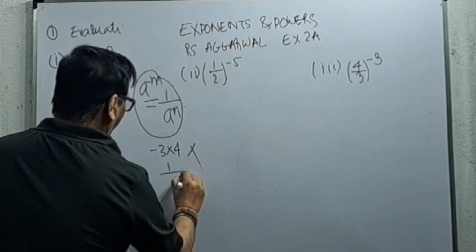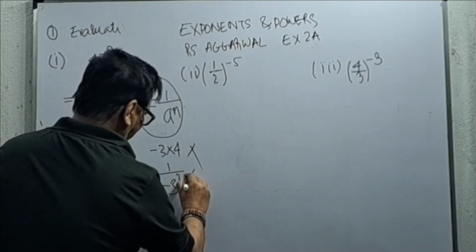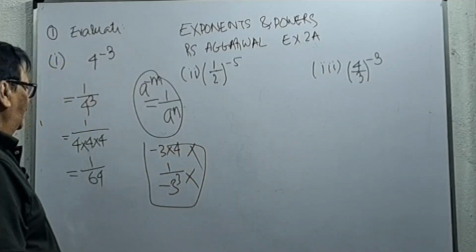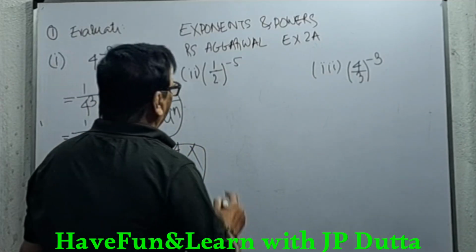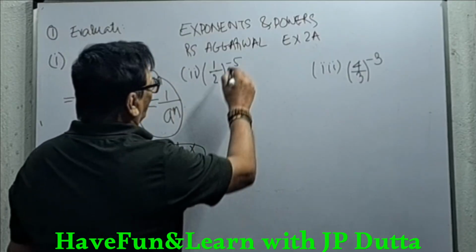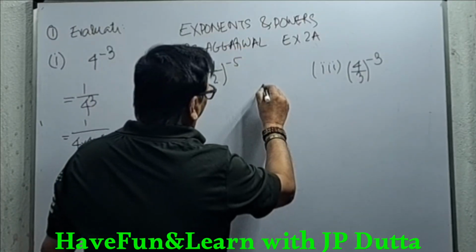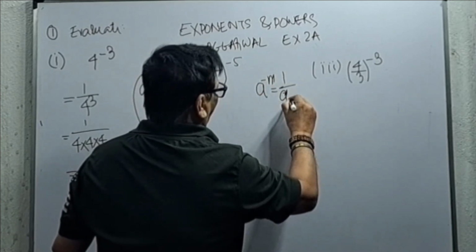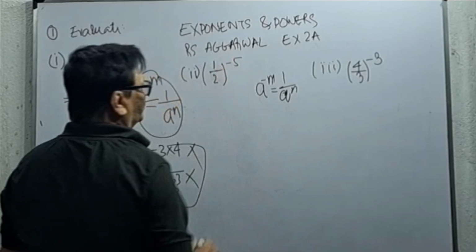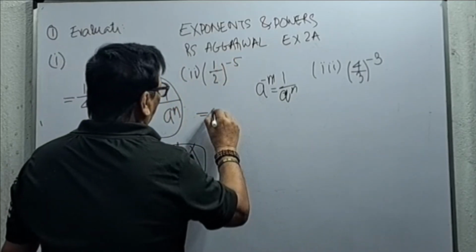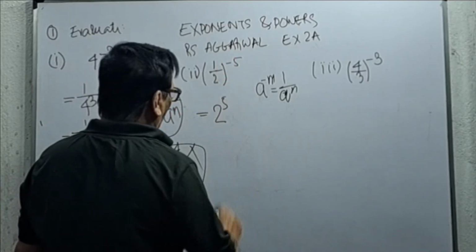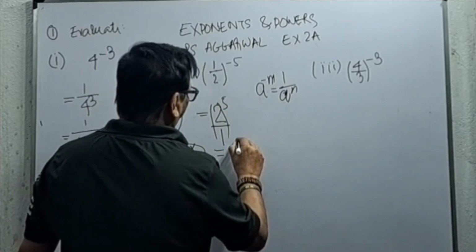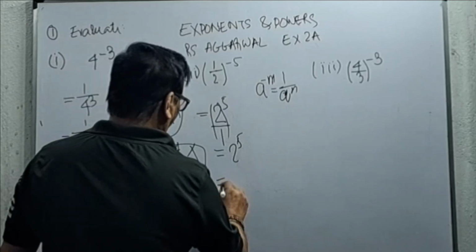Again, 1 by minus 3 to the power of 3, again wrong. So these are the common mistakes that are made, correct? Now we come to question number 2. Same law we apply here. We make the exponent positive, like a to the power of minus m is equal to 1 by a to the power of m. Similarly, we do this. So what will happen? 2 to the power of 5 or 2 by 1 to the power of 5, which is equal to 2 to the power of 5, right? That is 32.